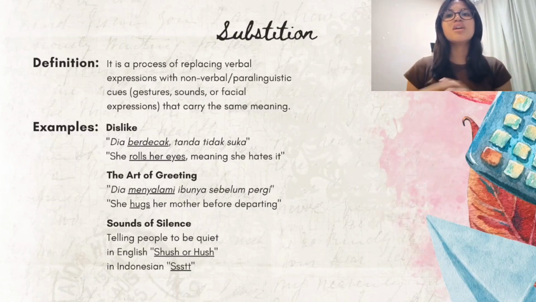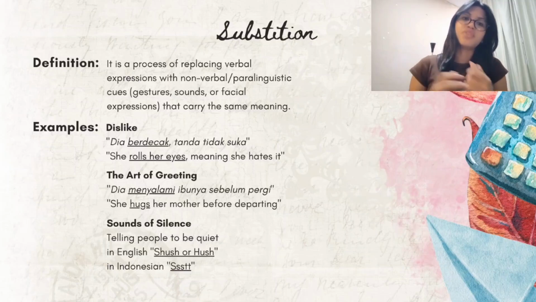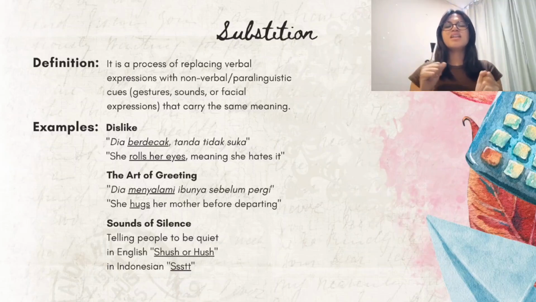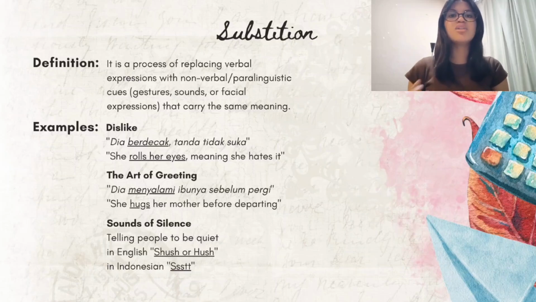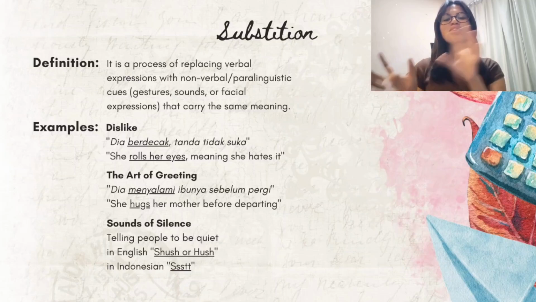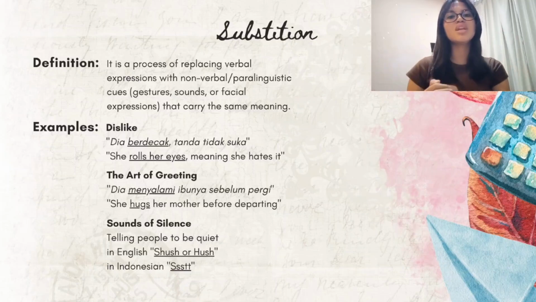So in our culture, we have salim, right? When I kiss my parents' hand, that physical action is substituted for a verbal expression of respect and farewell. But in England or America, they don't really do salim. Their cultural substitute for a respectful goodbye is a hug. And if we say she hugged her mother before departing, the hug replaced the whole ritual of respect that we usually show through salim.